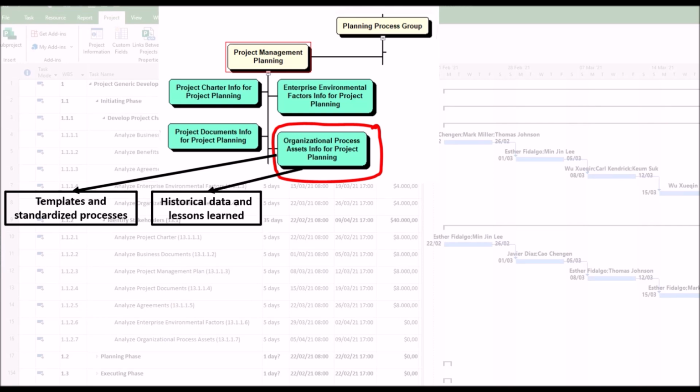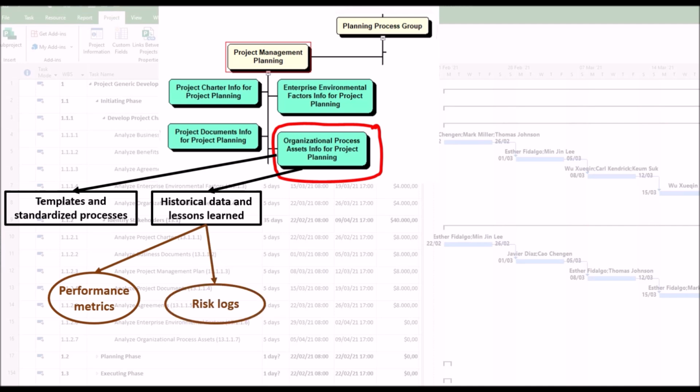2. Provides historical data and lessons learned. Includes performance metrics from previous projects, such as budget variances and schedule delays. Risk logs from previous projects. Success-failure analyses, such as why a previous project failed. As an impact, it helps to avoid past mistakes and replicate best practices.